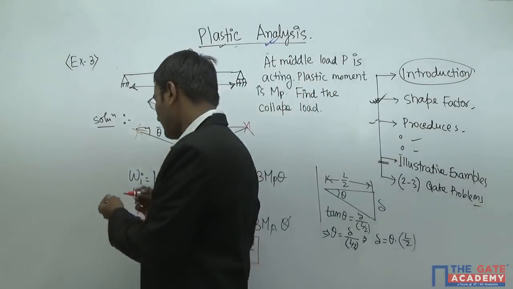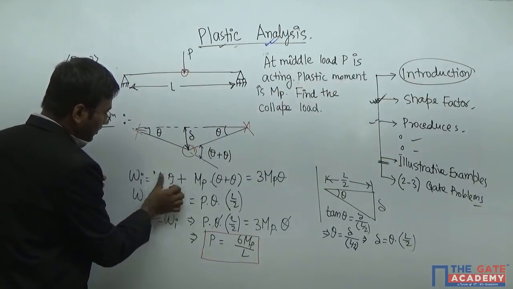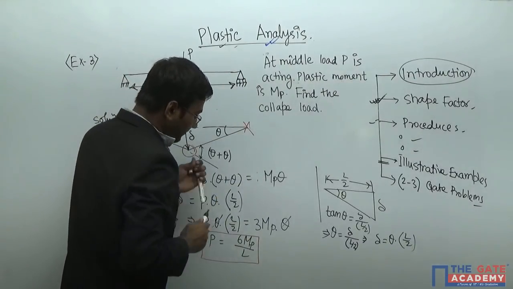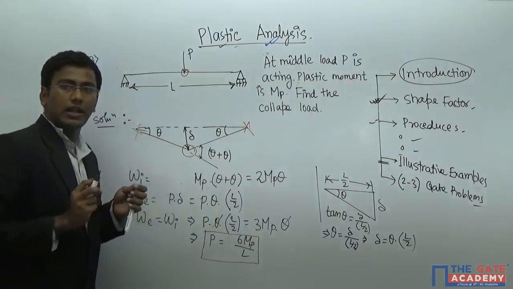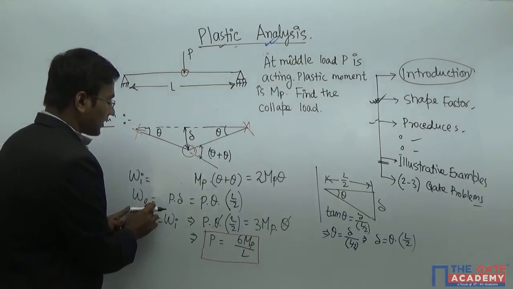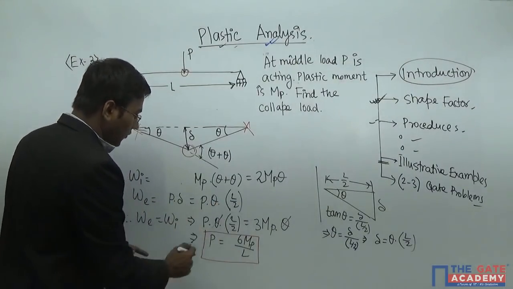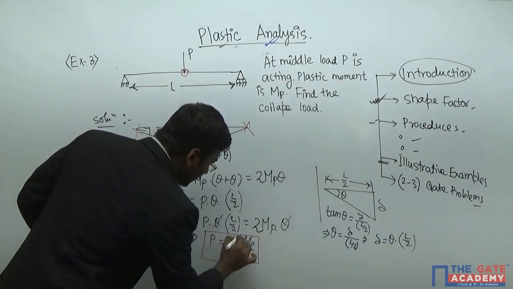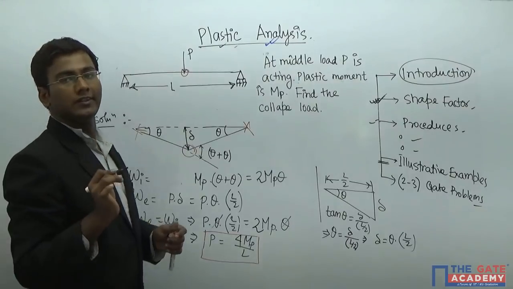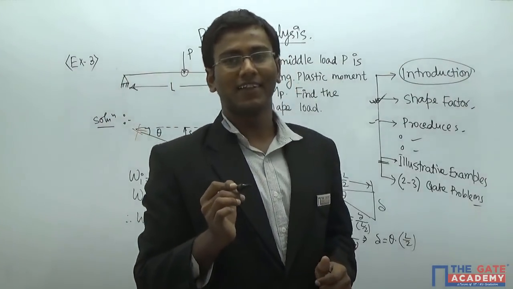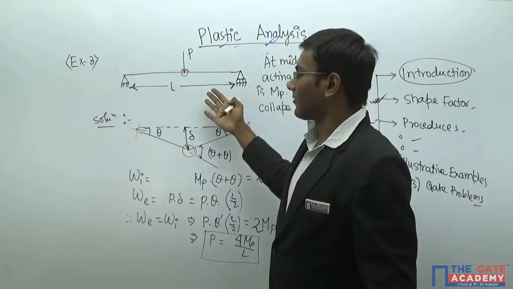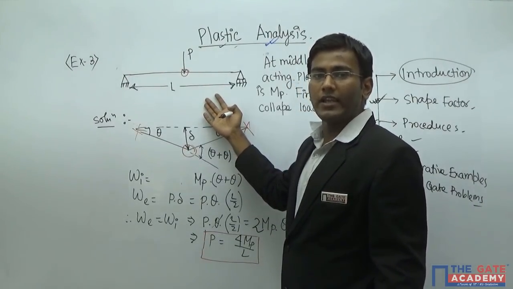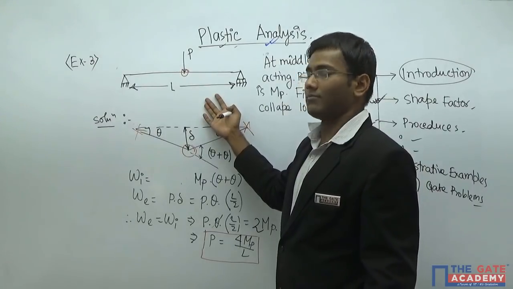Hence, internal work done: this will be erased. So it will come only 2 theta, like this. And external work will remain the same. So it will come only 4 MP by L. So you can see that when the fixed beam is converted to a propped cantilever, right? Then the collapse load is reduced. Why?